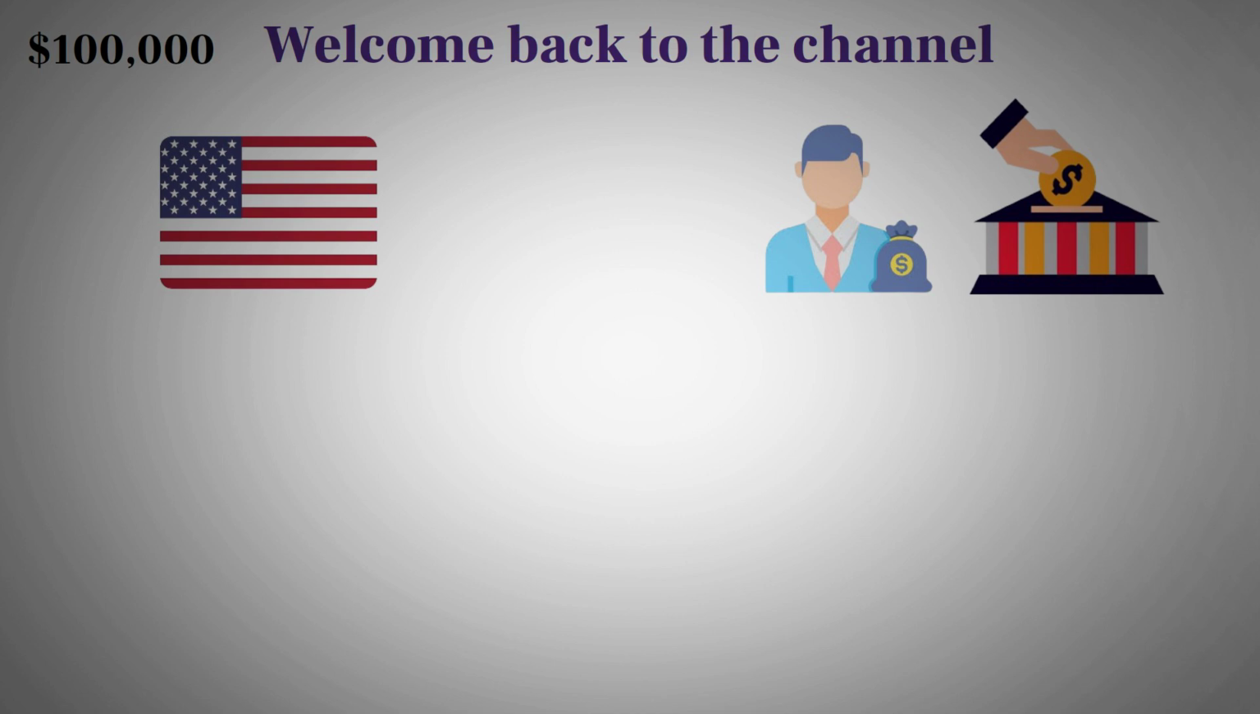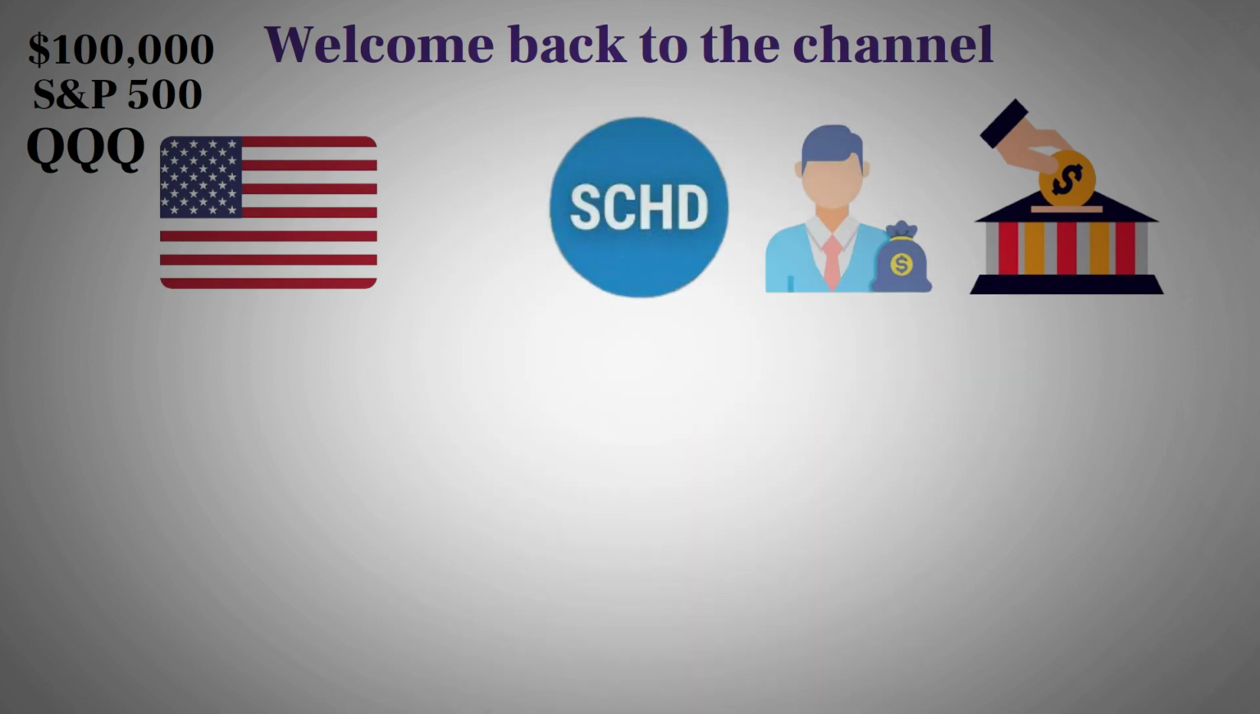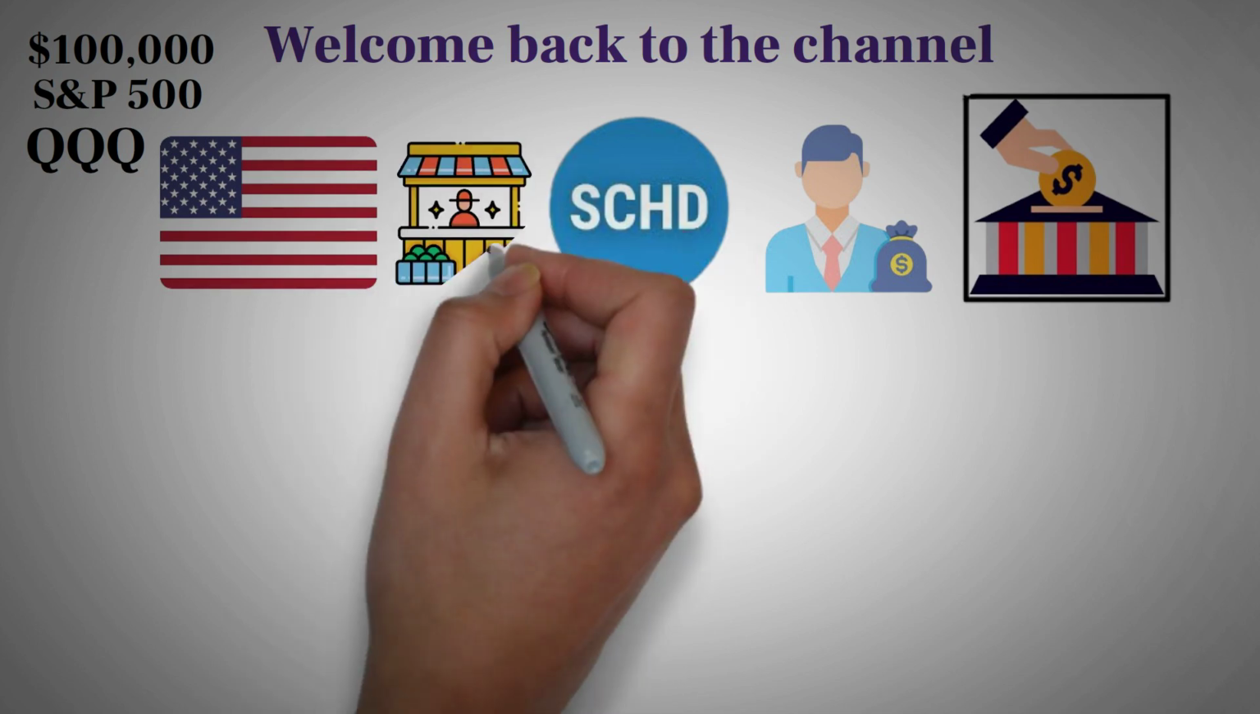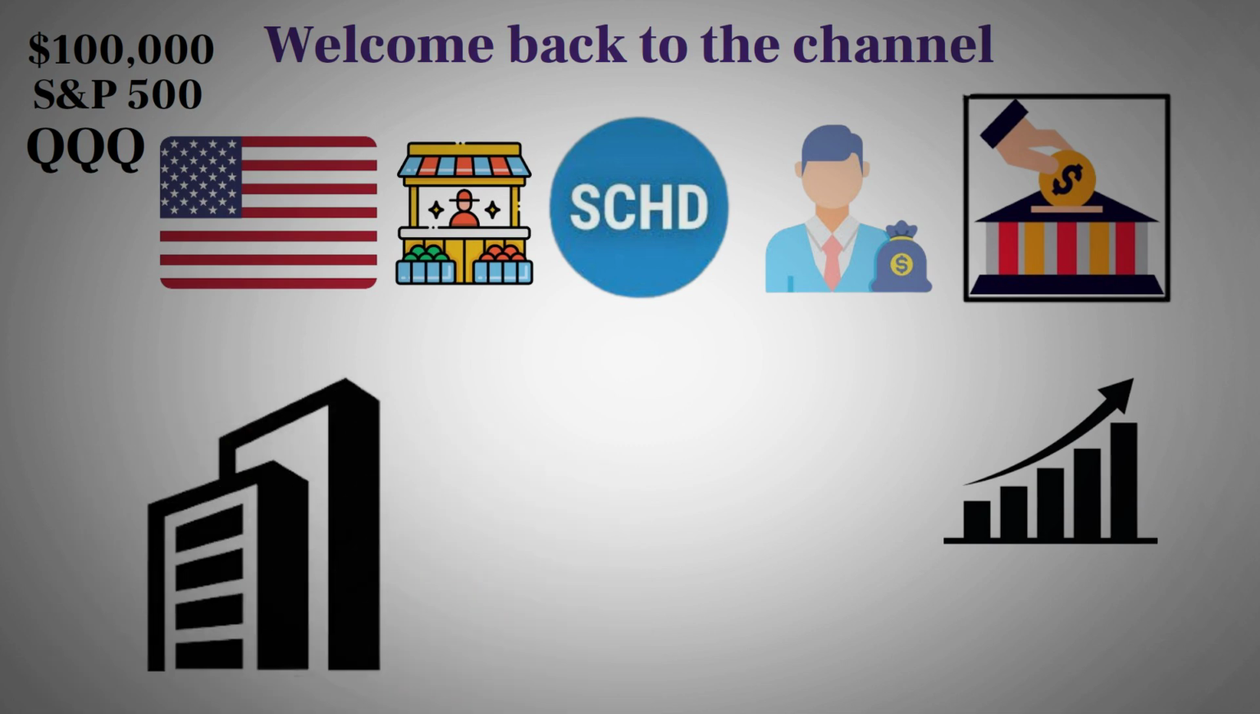Let's get started. When investors think about building a diversified portfolio using ETFs, three names frequently come up in discussion: the Vanguard S&P 500 ETF, the Invesco QQQ Trust, and the Schwab US Dividend Equity ETF. These three funds each represent a different investment focus. One offers broad exposure to the overall US stock market, another leans heavily into growth and technology, and the third concentrates on dividend-paying companies that generate income.